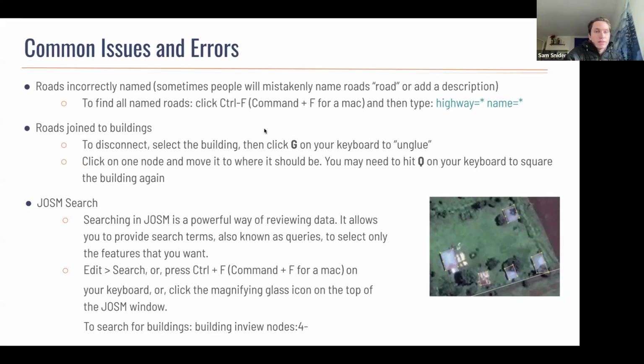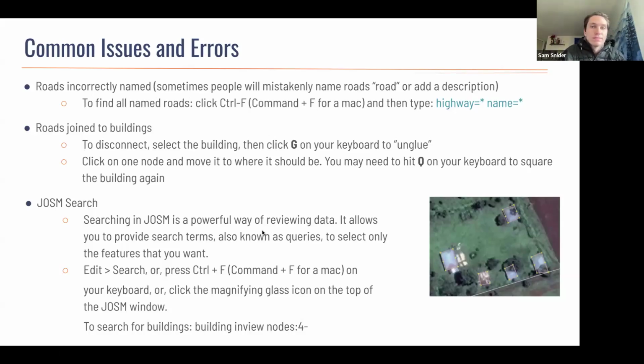Roads are joined to buildings. Similar to that, you can just unglue the nodes that are connected and move them. And you probably will have to square the building and press Q if you do that. And this is just a useful tool that I've mentioned during this section of common issues, where you can use the JOSM search function to find areas where you need to fix the issues.